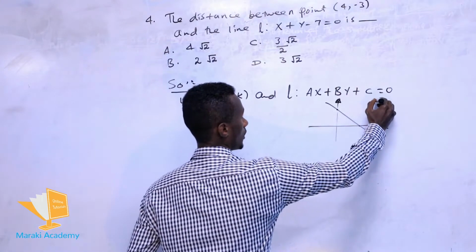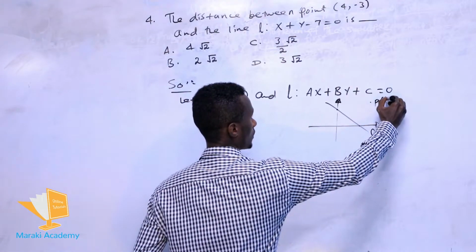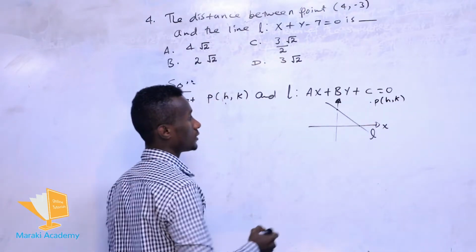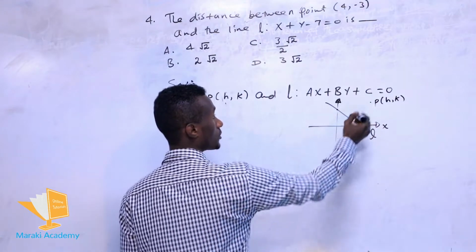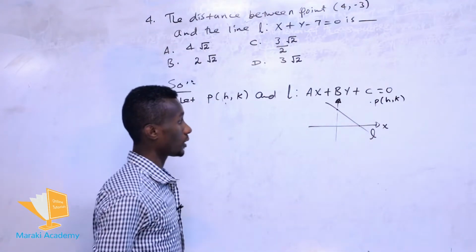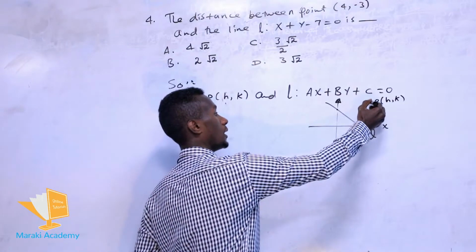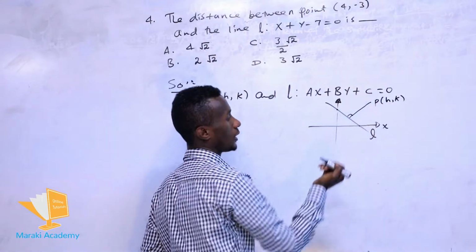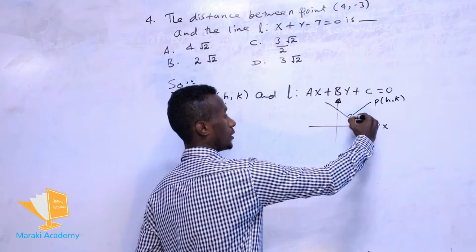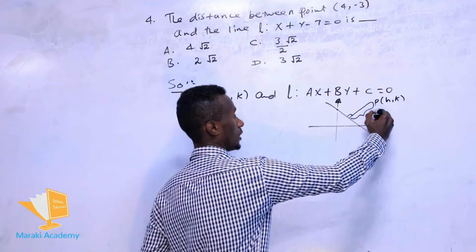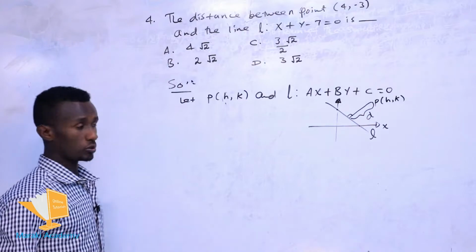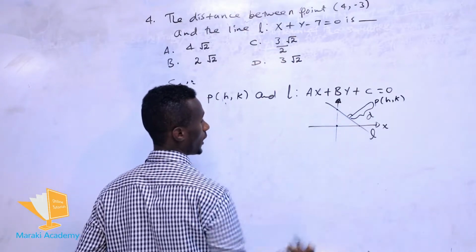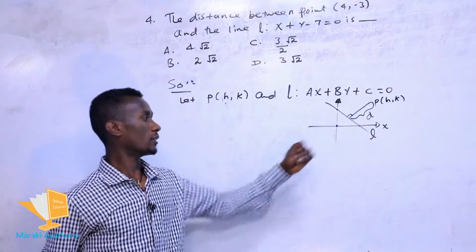Point P on the coordinate plane has H and K. Now, what is the distance from the point P to the line, which must be drawn as a perpendicular? ከፖይንቱ እስከ ላይኑ ያለን ዲስታንስ ምን ይሆናል ነው የምንፈልገው ነገር። How to determine this distance, or we can determine the distance from the origin to a line.